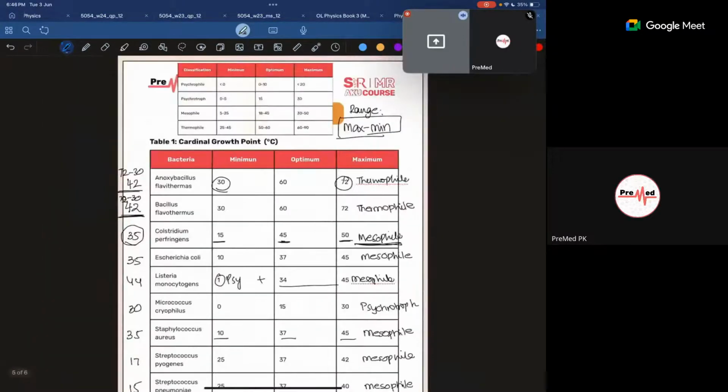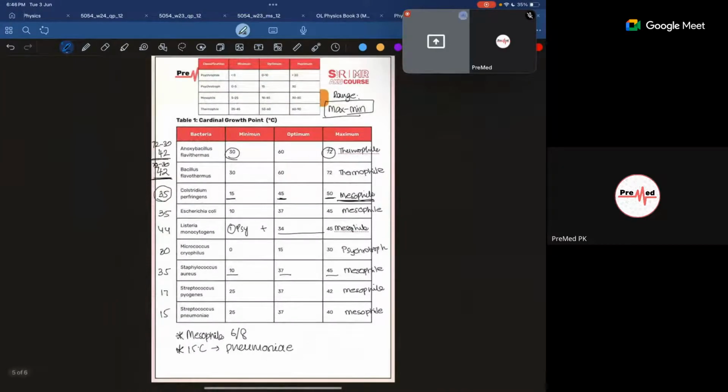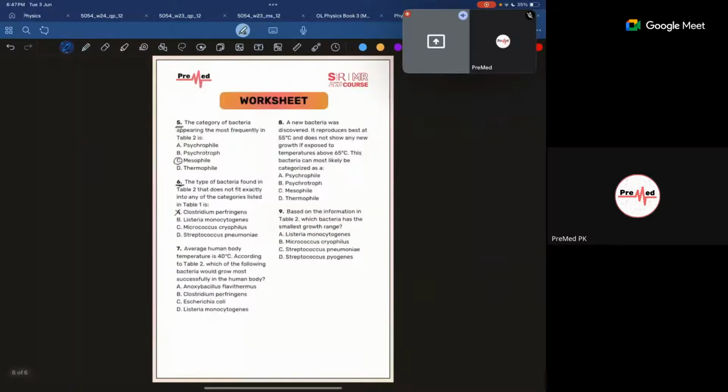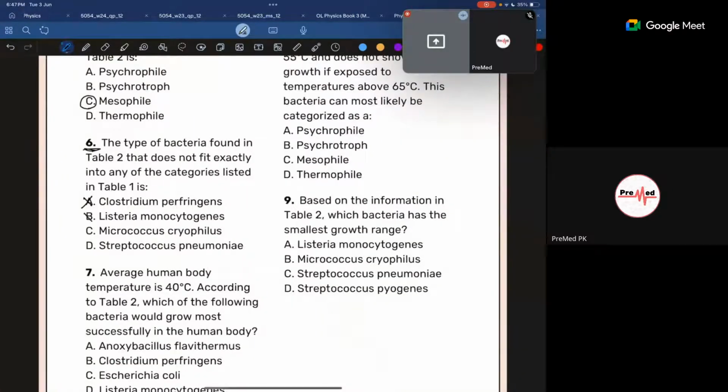So we'll check this again. Listeria belongs to both categories. It belongs to mesophile as well as psychotroph category, as we already mentioned earlier. So this might seem as the answer, but it is not the answer, because there are some types of bacteria that are present which have two categories. So this one option is also incorrect.